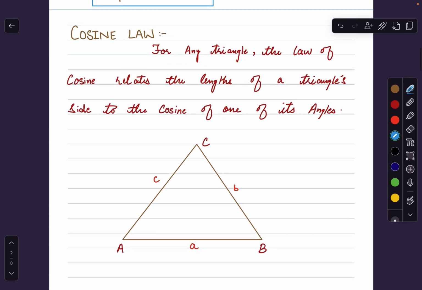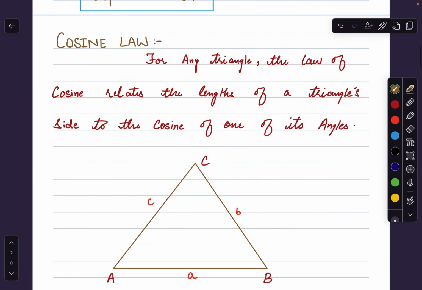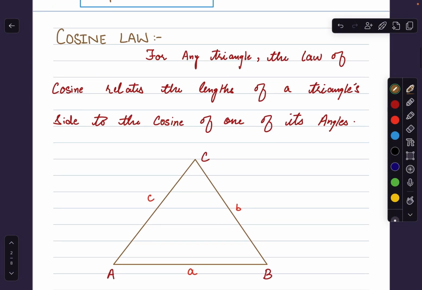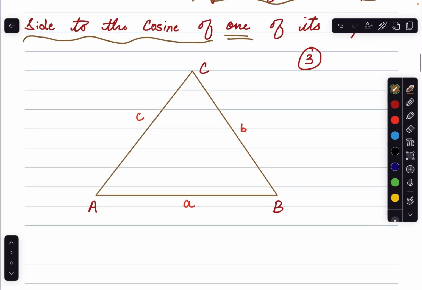Moving to the cosine law. For any triangle, the law of cosines relates the lengths of a triangle's sides to the cosine of one of its angles. It means all three lengths are going to be included, but you are given one of the included angles. Again the same thing: side a, the opposite angle is alpha. Side b, the opposite angle is beta. Side c, the opposite would be gamma.